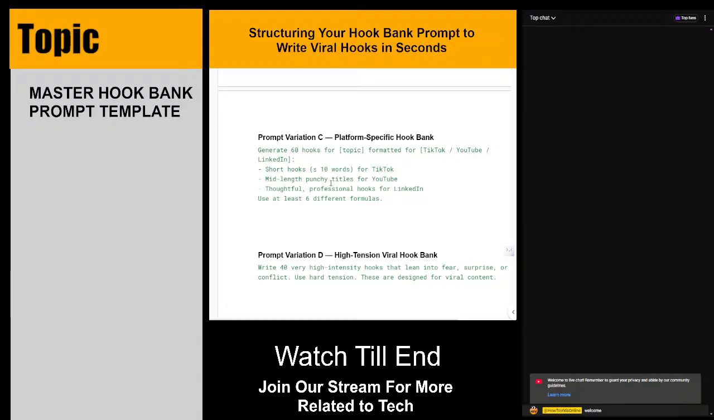Now we are moving ahead towards the clarity framework, the 3 part hook structure. Every strong hook has 3 invisible layers, that are target, trigger, and payoff. Target means what it's for, trigger means curiosity and tension, and payoff means what they gain. So let's break them down.